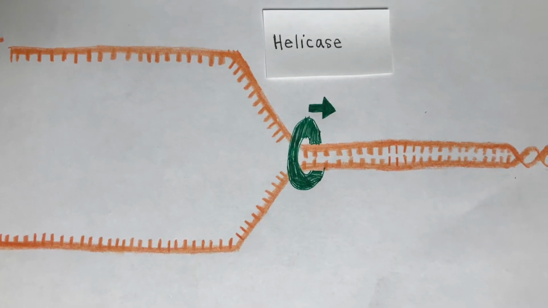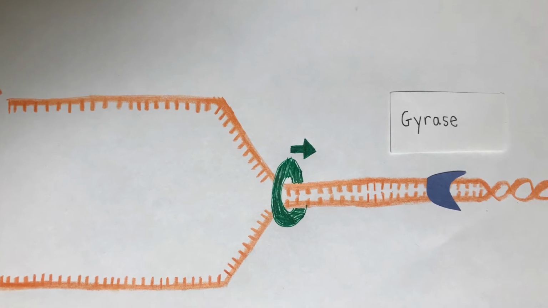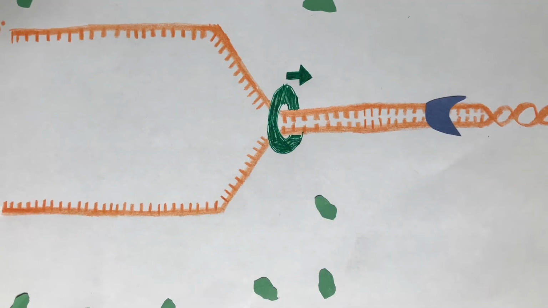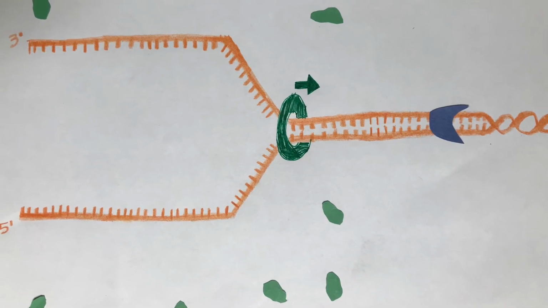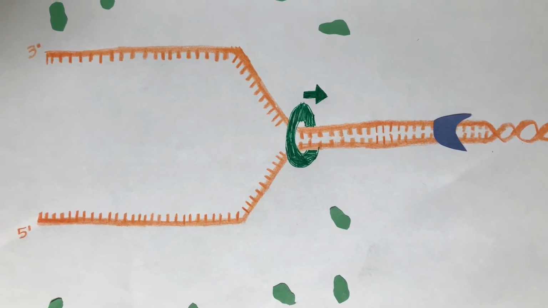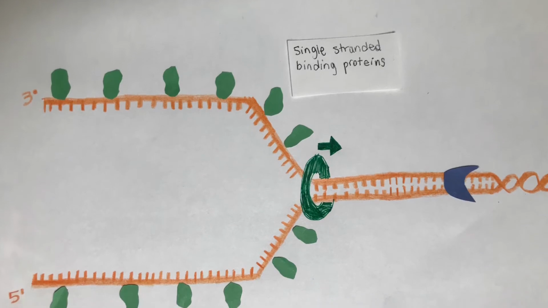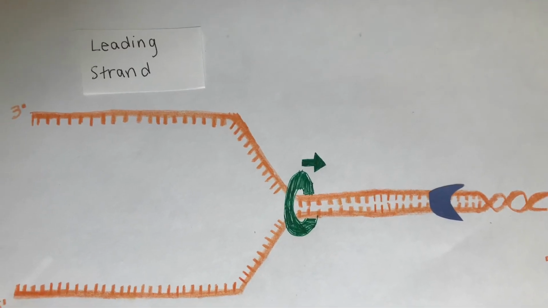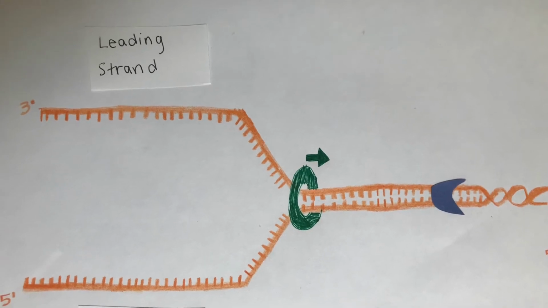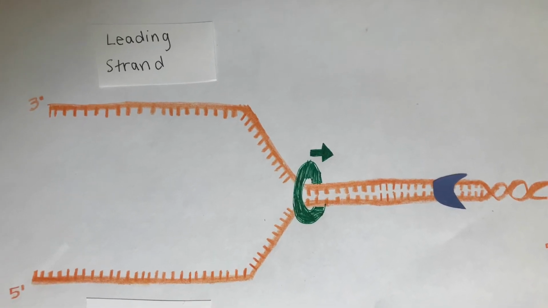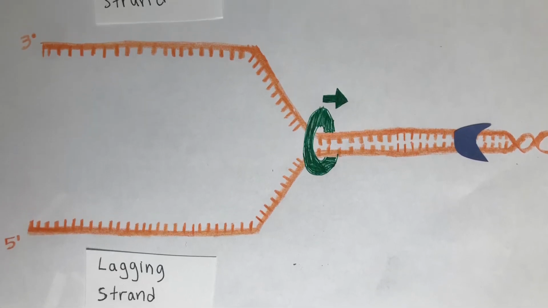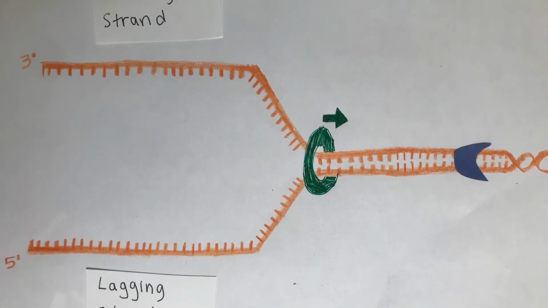Then, DNA gyrase reduces the torsional strain and stabilizes the DNA molecule. Next, single-stranded binding proteins bind to the DNA strand so that they can prevent them from rebonding. DNA's leading strand, which is the top one in this example, is continuously synthesized towards the replication fork, and the lagging strand, which is the bottom one, is synthesized away from the replication fork.